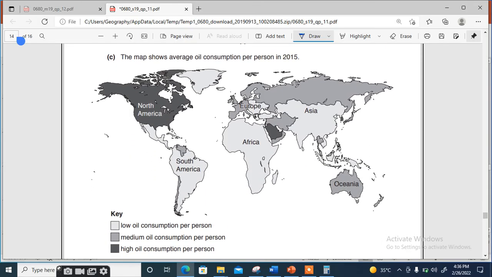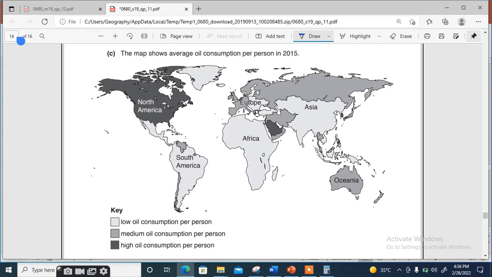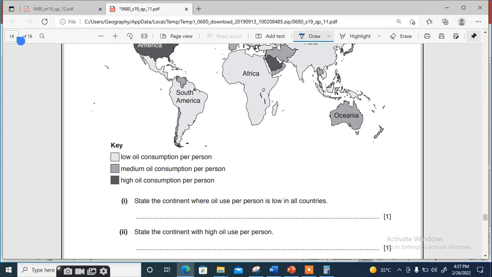C part of this question number 14, we're told that this is a country map showing the distribution of the average oil consumption per person in 2015. So low oil consumption per person, we have medium level and high level. State the continent where oil use per person is low in all. That's Africa. It's low all through.